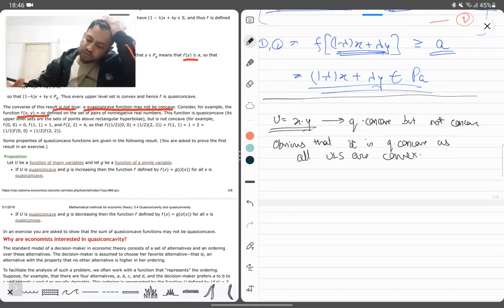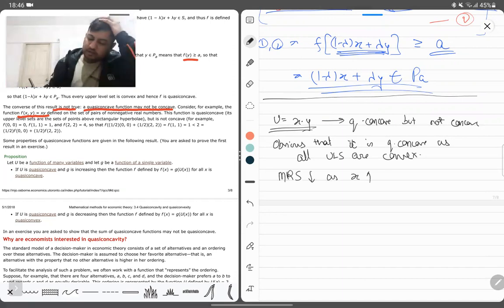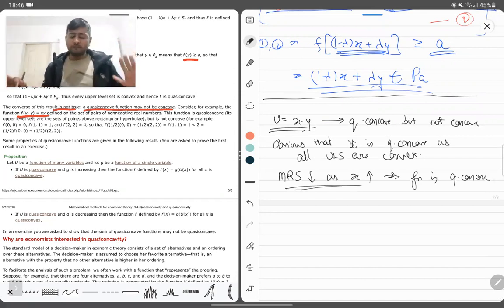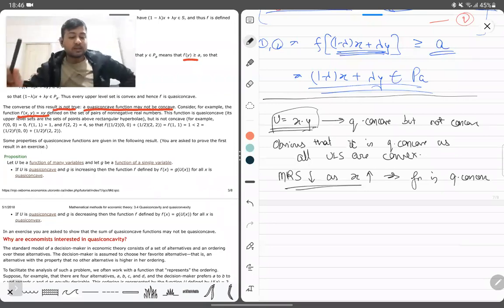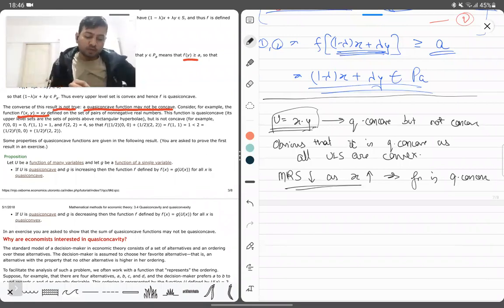Another way to show that it is quasi-concave can be diminishing MRS. So MRS reduces as x increases. This implies the function is quasi-concave. So this could be a valid line of thought, but it is not needed. Frankly, he is not interested in you proving that utility function xy is quasi-concave. He is interested in you showing that it is not concave. That is the crux of the question here.